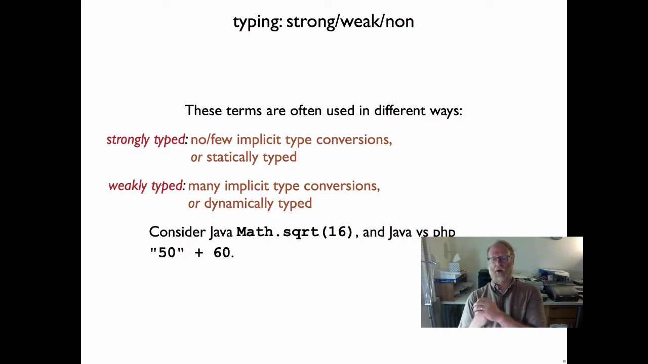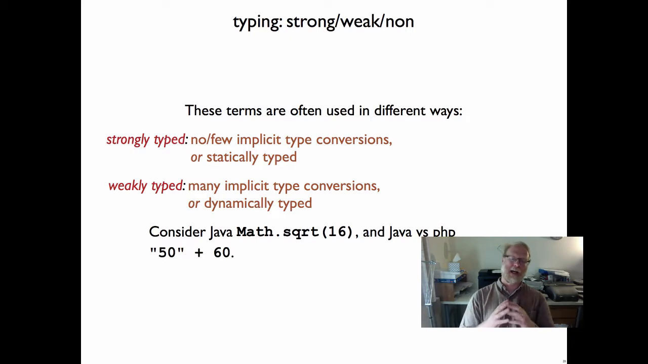Or in Java or PHP, let's take the string 50 plus 60. What does that give you? In Java, can you think about what it gives you? It gives you the string 5060. In PHP, it ends up giving you 110. Why? PHP is doing some implicit conversions in a different way from how Java does them. Also in PHP, plus is only for numbers and not for strings at all.